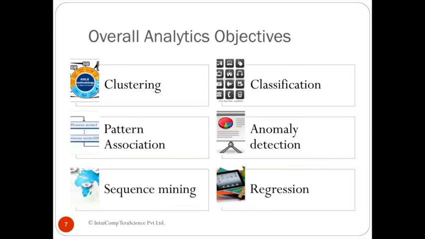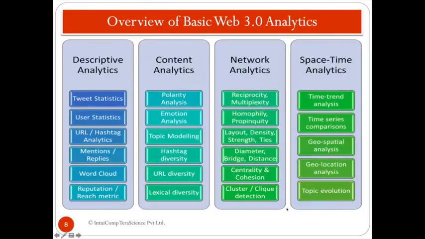So overall analytic objectives are clustering. Then next is pattern association. This is sequence mining. We do classification. Then we detect anomalies also, and we use regression to find cause-effect analysis. So an overview of basic Web3 analytics.